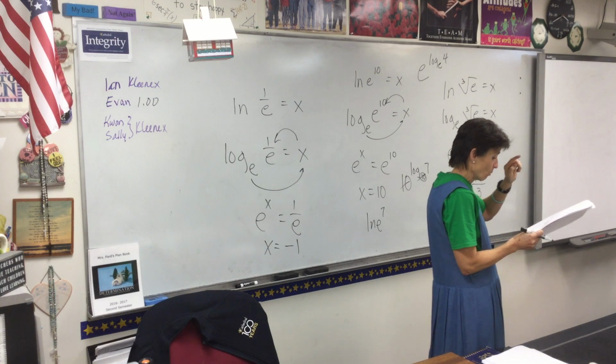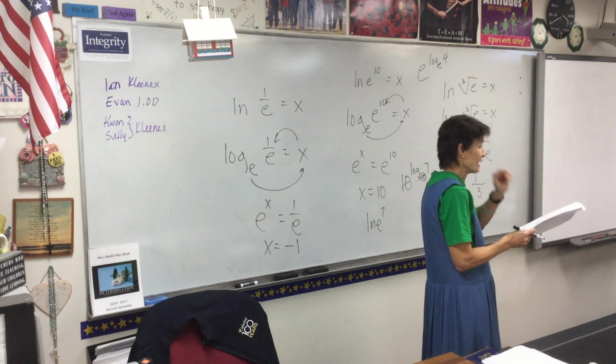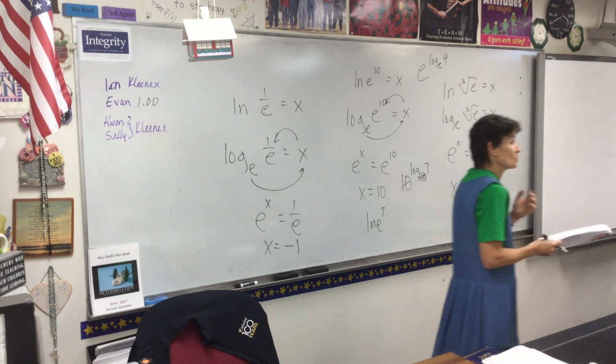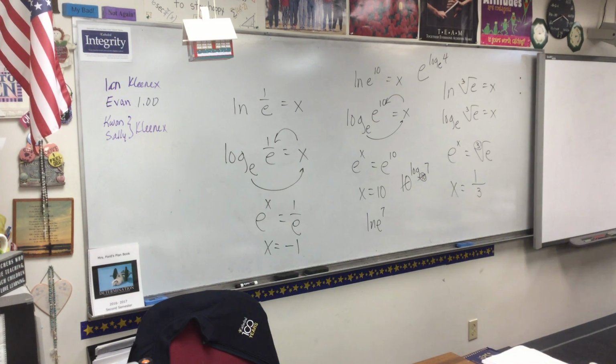Oh, what about 27? 6. 27 is 6. Because what's ln? Log base e. So will it always cancel out? Yep.